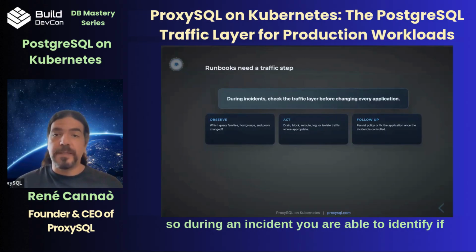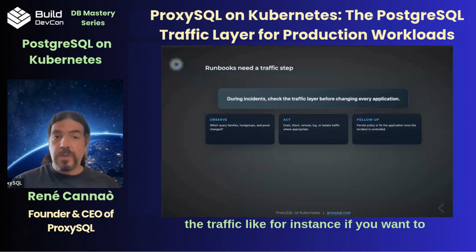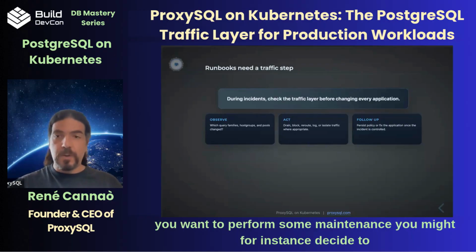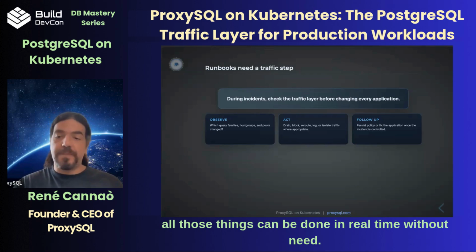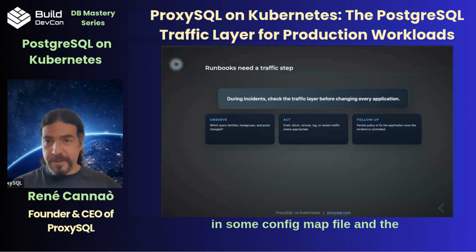During an incident, you're able to identify if you need to perform any sort of operation on the traffic. For instance, if you want to remove a server from a host group, or you want to perform some maintenance, you might decide to drain all the connections before removing the server in production. All those things can be done in real time without any restart and without performing any configuration change in some config map file.